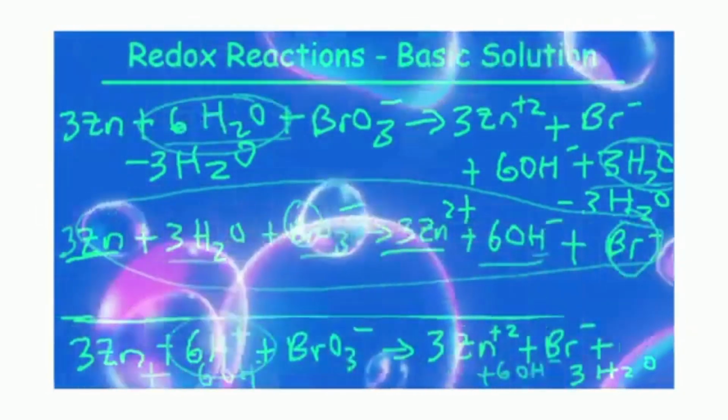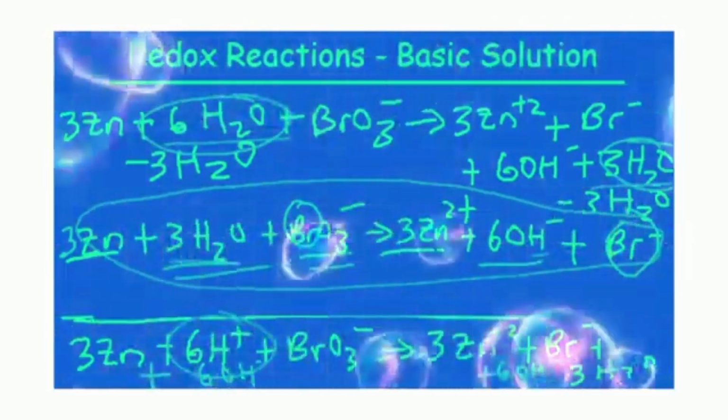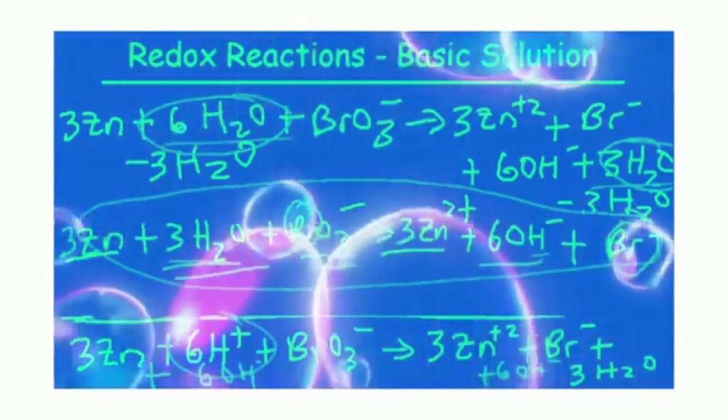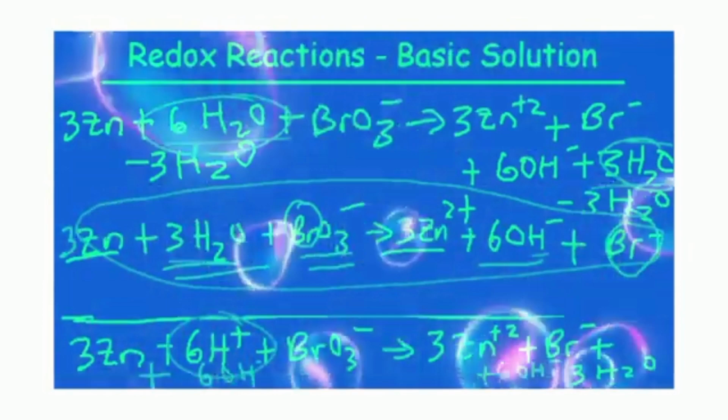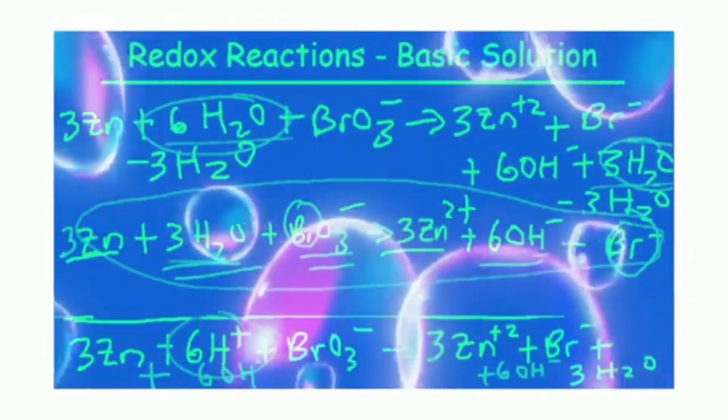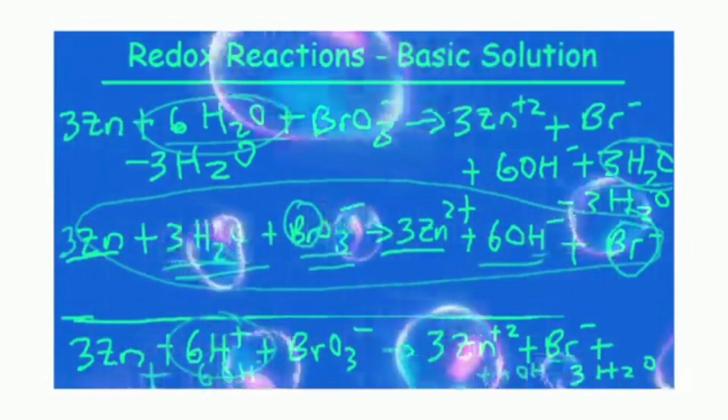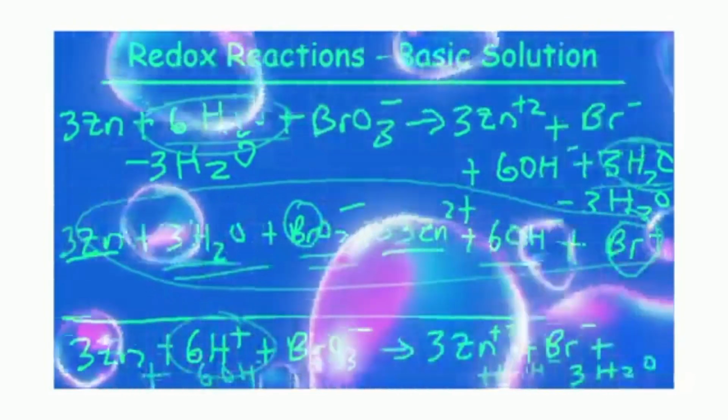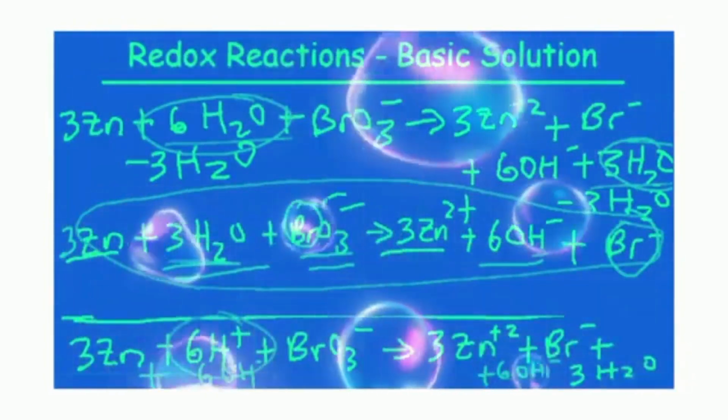6 here, 3 in bromate, and 3 in water. So all of the atoms are balanced, and if you look at the net charge, notice that the net charge on both sides is the same. On the left side, the net charge is -1.